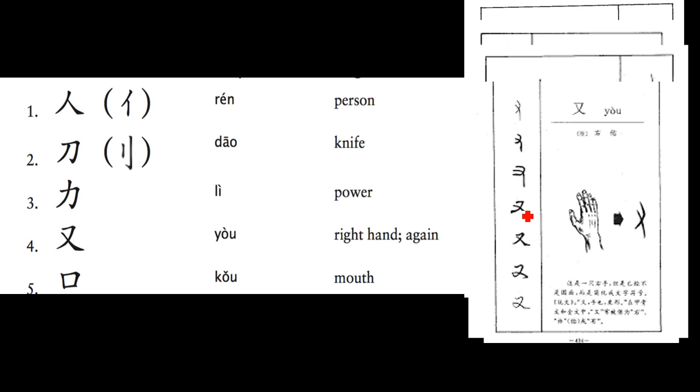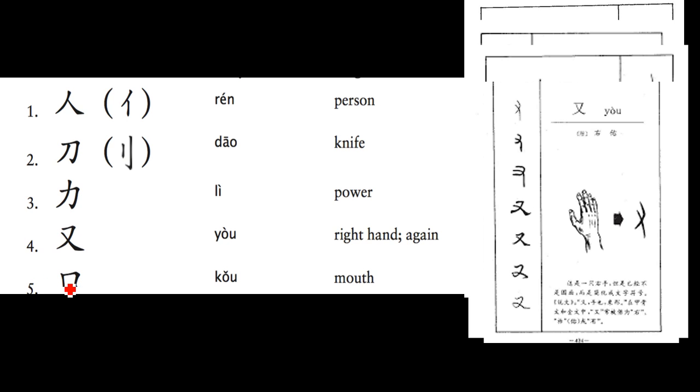If you can make up a way to remember the two meanings of the character: 右 originally means hand, but since you have two hands, it also can mean again. So one hand, and again you have another hand.